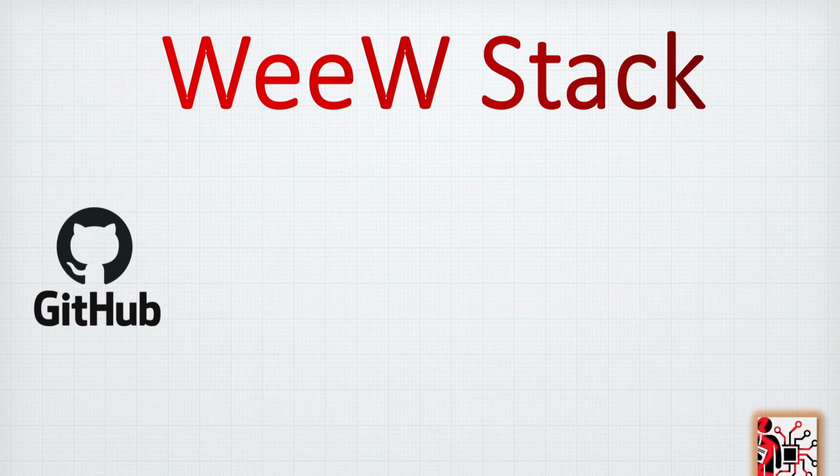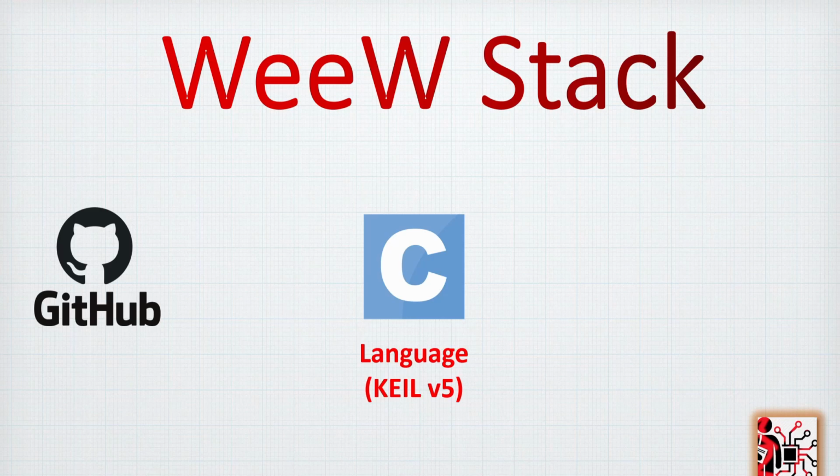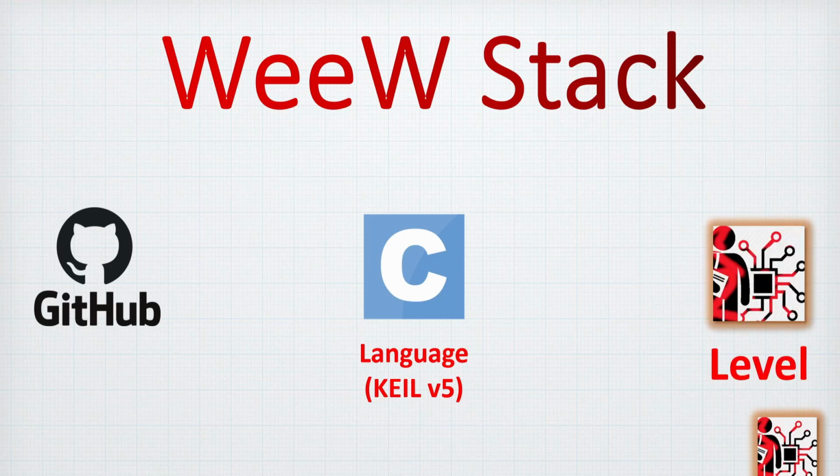As usual, the code that we are going to use is available on GitHub. You can find the link in the description below. We are going to use the C language, and the program to code will be Keil version 5. Finally, the level here is WeeW, but if you follow along it will be quite simple, so keep up with us.